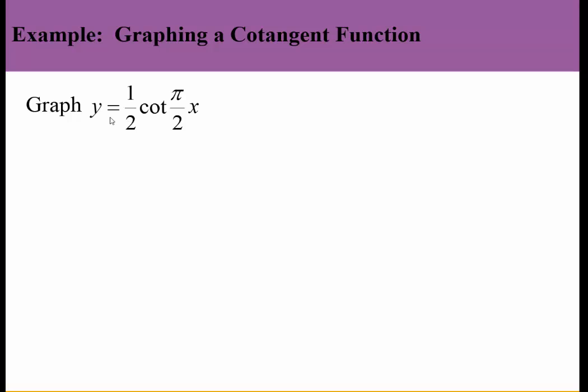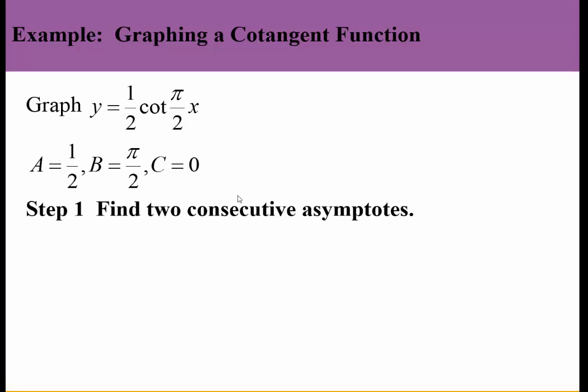I'm going to say that if you have y equals 1/2 the cotangent of pi over 2 x, well, the a number is 1/2, so that should make the cotangent a little bit wider than the skinnier ones I had when we had a 3 in the other example. The b number is pi over 2, and the c number is still 0 in this example. And we want to get 2 consecutive asymptotes. How do we do it?